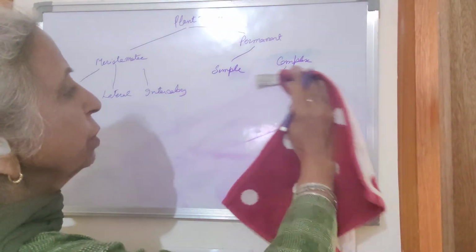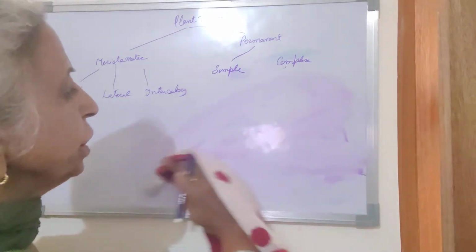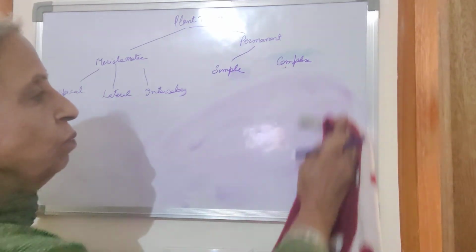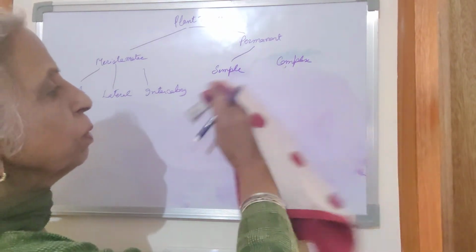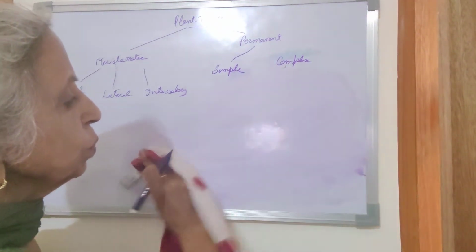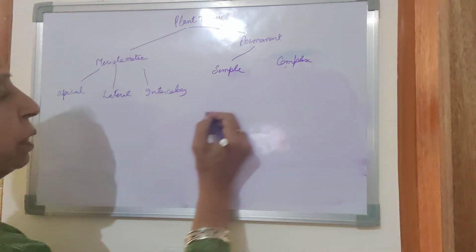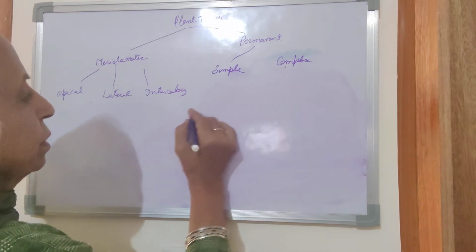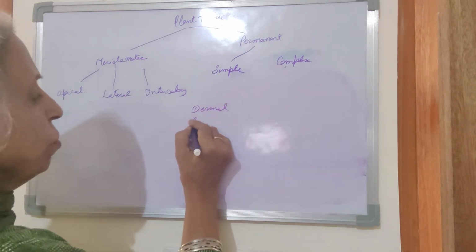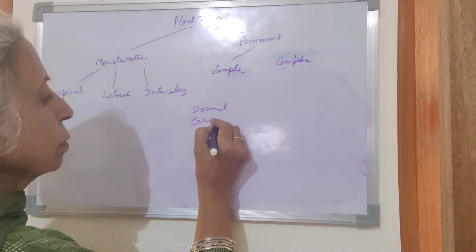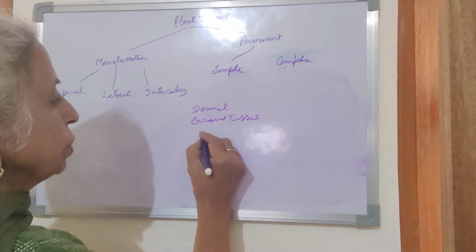In addition to this, depending upon their position and function, permanent tissue is of 3 types: dermal, ground tissue, and vascular tissue.